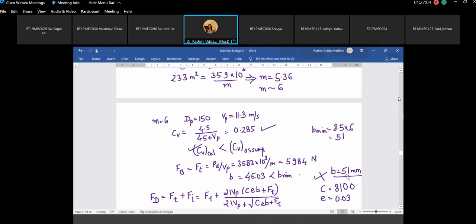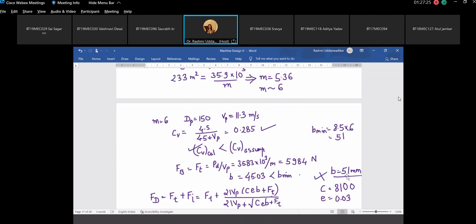But as a designer, when you increase the face width, the size of the gear increases, the weight of the gear increases, its strength is increasing, but the cost is also increasing. When the size of the gear increases with the face width, its weight increases, the weight coming on the shaft increases, so the shaft should be stronger.